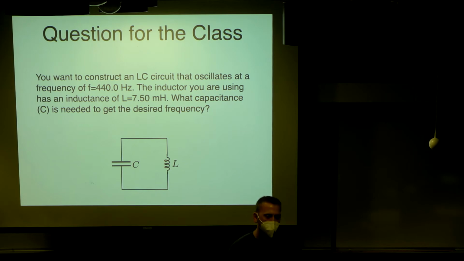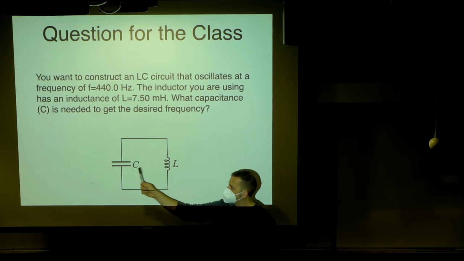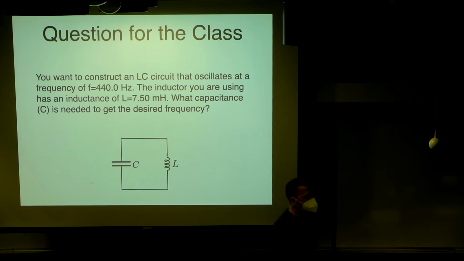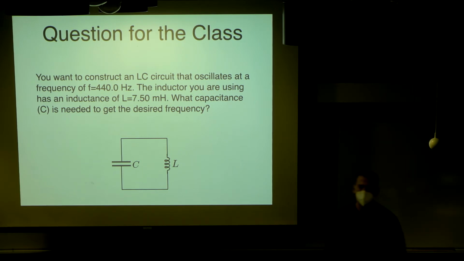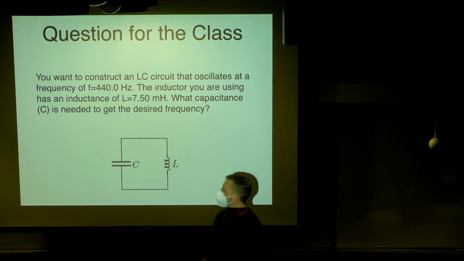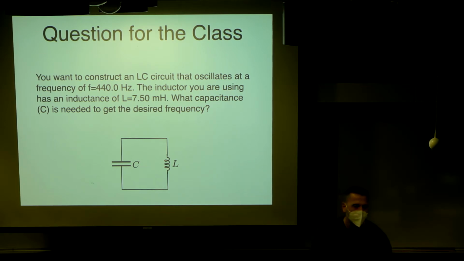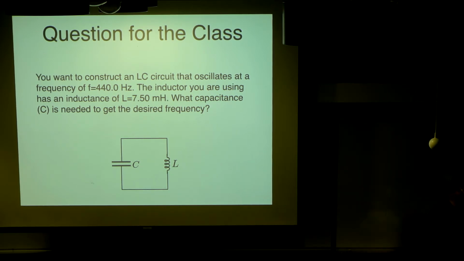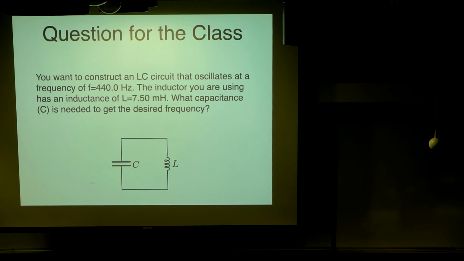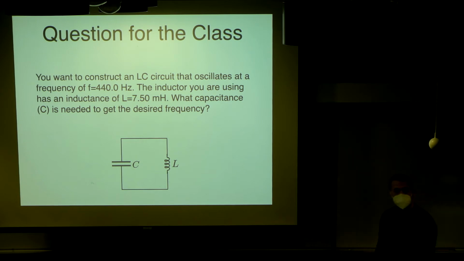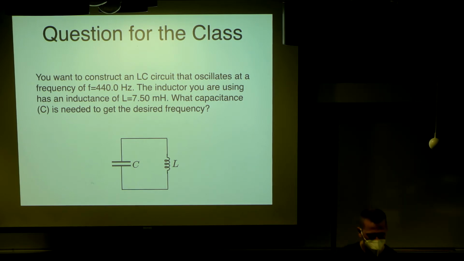So this is kind of a practical issue, right? You're trying to design a circuit that oscillates in a specific way, at a specific frequency. Well, you're going to need to pick the right values of L and C to achieve that. So in this case, we're imagining L has already been determined for us. We want to find the value of C that's necessary. Okay? So take a few minutes. Again, you're going to use the formula for the frequency of the LC circuit here, and you should be able to find C. So try to get it.